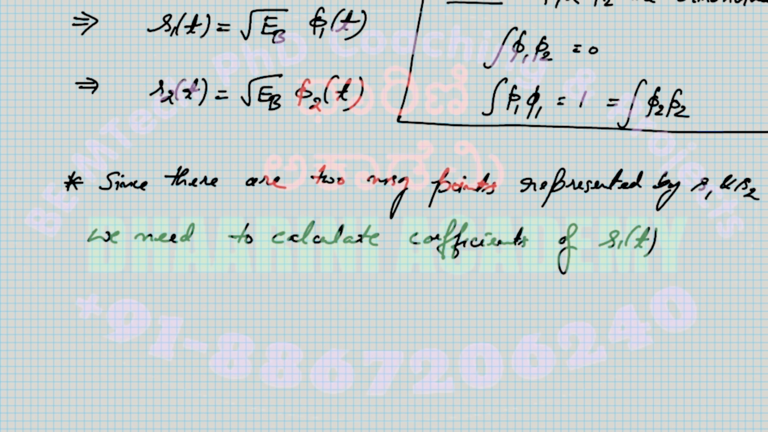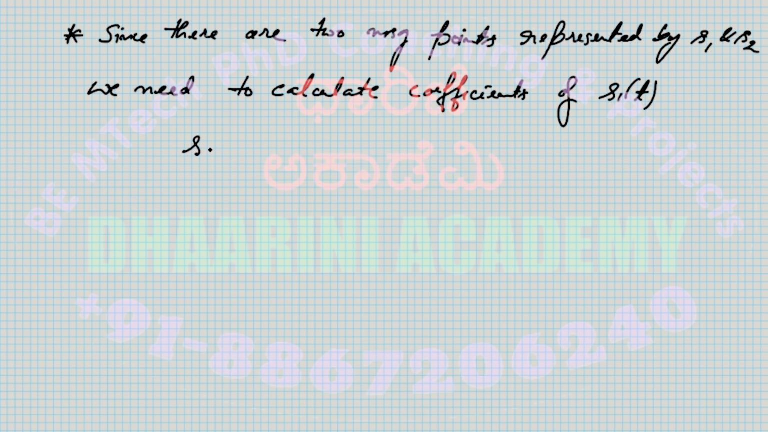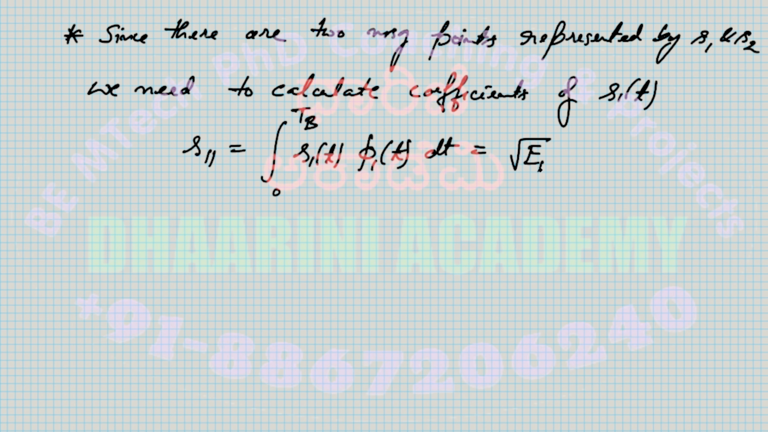There are two coefficients. How do you write that? First one is S11, which is nothing but, you see the same equation we used earlier, that is the integral. S1 was my received signal. I will try to capture its image on the first basis function phi 1 of t into dt. So how do you represent this? This is nothing but the actual signal, that is root Eb.